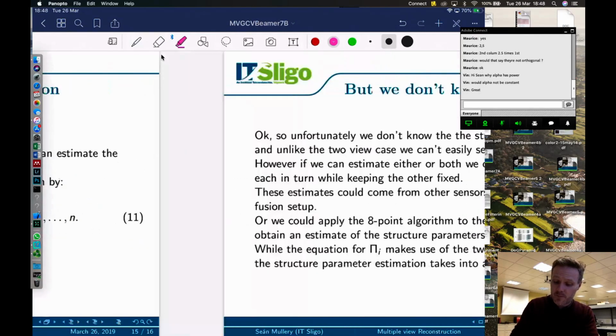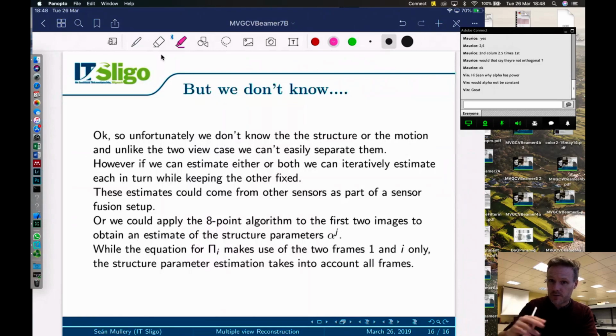Now this is all fine, but we don't know either of the things. So what happens in the case where we don't know the structure and we don't know the motion? Unfortunately, unlike the two view case, we can't easily separate them and figure out one and then the other. If we can estimate either of them or both, what we can do is iteratively estimate each in turn while keeping the other fixed.